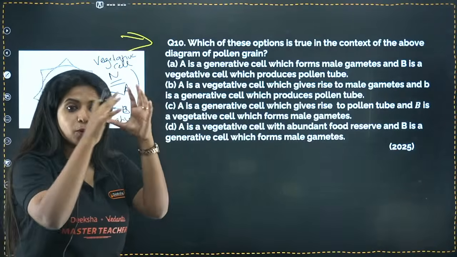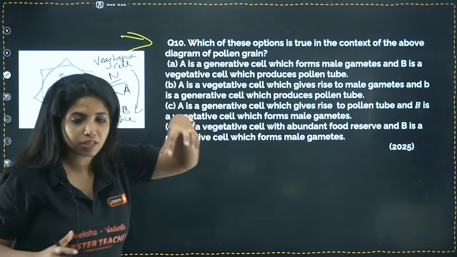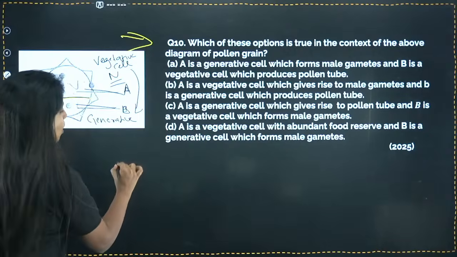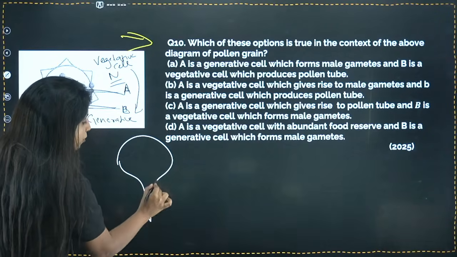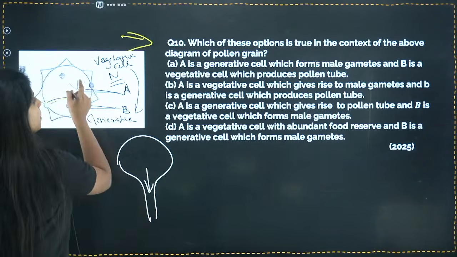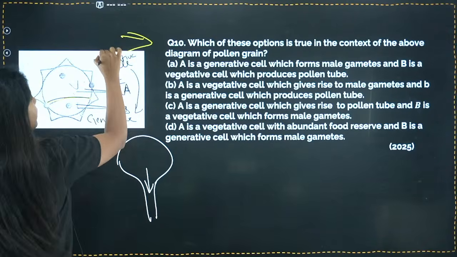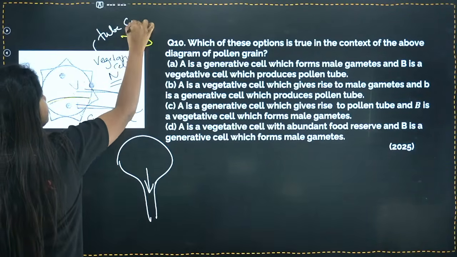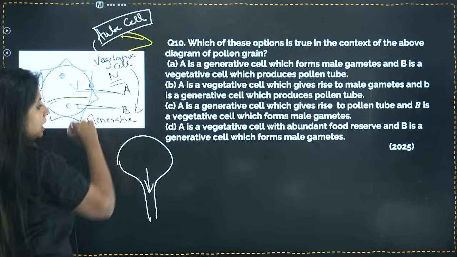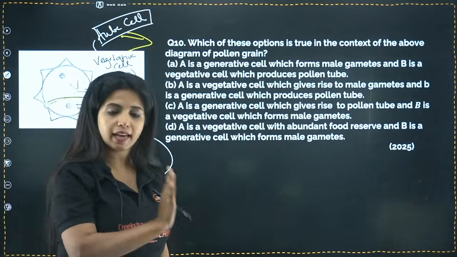Apart from nourishment, does it do anything else? Yes. When the pollen lands on the stigma, the pollen grain has to form the pollen tube. Who provides cytoplasm for this pollen tube? It is this vegetative cell itself. So I also call this the tube cell. Why? Because the pollen tube is formed with the help of this.